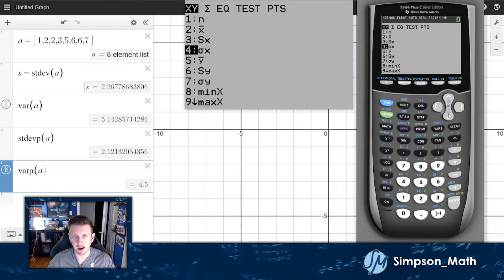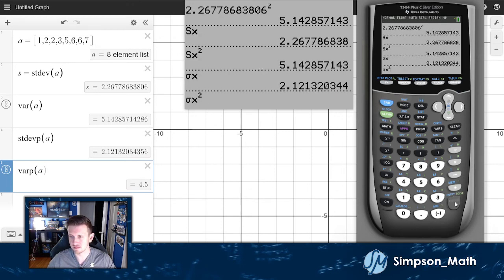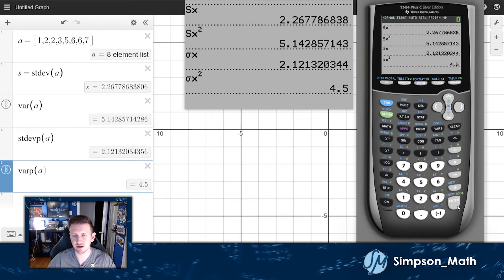Now I want my population variance. So there's my population standard deviation. I'm going to press enter just to double check. Yep, that's what that was. I'm going to grab that back and now square it. And there's my population variance. This is variance. This is standard deviation. This is variance. This is standard deviation. Okay, I hope that helps.